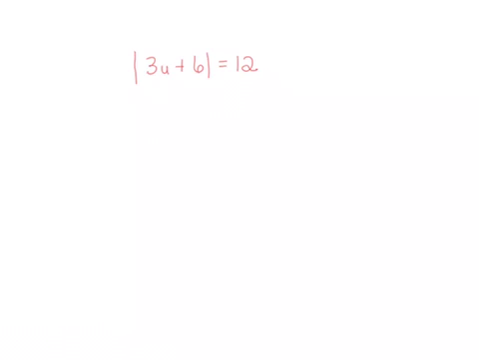All right, in the next one, I don't have anything to get rid of. My absolute value part here is already all by itself. So we have two options. What's inside the absolute value, the 3u plus 6, could either equal 12, or what's inside that absolute value, the 3u plus 6, could equal -12. Because if we put -12 inside that absolute value, then we would end up with 12 when we were done. So my two equations are 3u plus 6 equals 12 and 3u plus 6 equals -12. And then I just solve each of those.